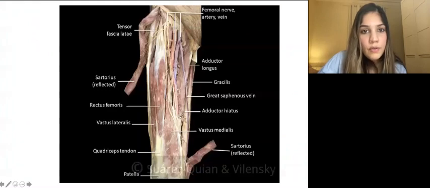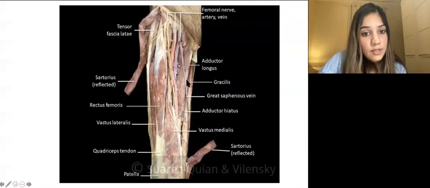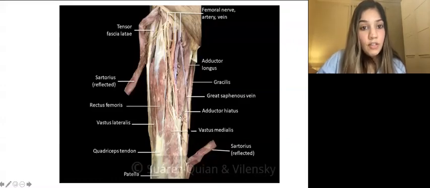And when you're revising, this is just another nice picture. It's just another realistic image of where things lie, and the relation of the muscles to also the femoral nerve, artery, and vein, and the presence of the great saphenous vein that also travels on the superior aspect of the medial aspect of the thigh.